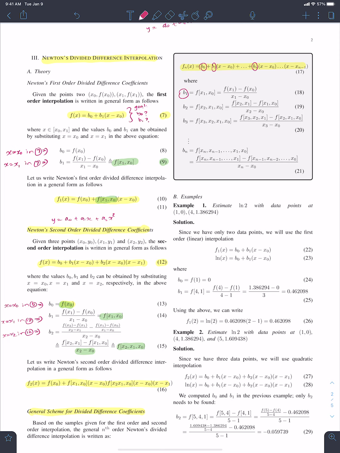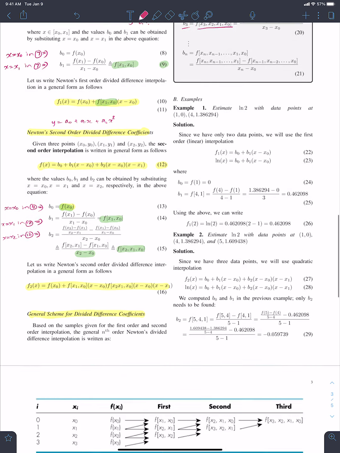First of all, b0 is f(x0), and then b1 is f[x1, x0], b2 is f[x2, x1, x0], so b3 is f[x3, x2, x1, x0]. Now we know how to compute them. Computing b3, we need the formula for b2, so it goes backward. You need to have all the previous formulas to compute the next one. So that is what is shown here.